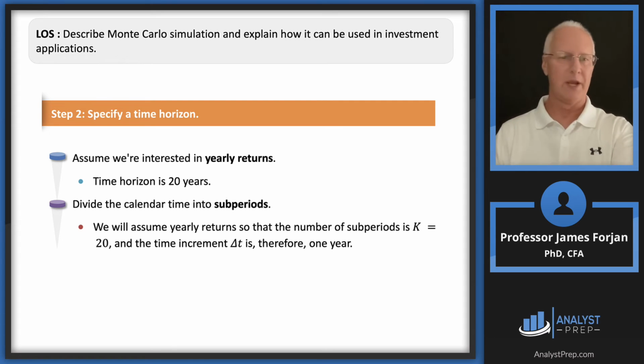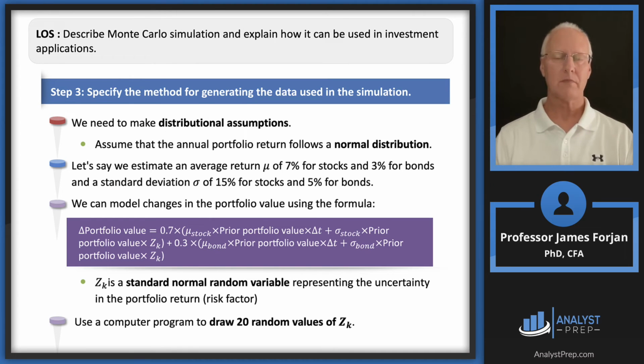All right, so 20 years, we can divide the calendar into sub-periods, however many time periods we want. We could do it quarterly, monthly, daily. We could do it continuously if we wanted to, but that's probably not too reasonable. All right, we need to make distributional assumptions.